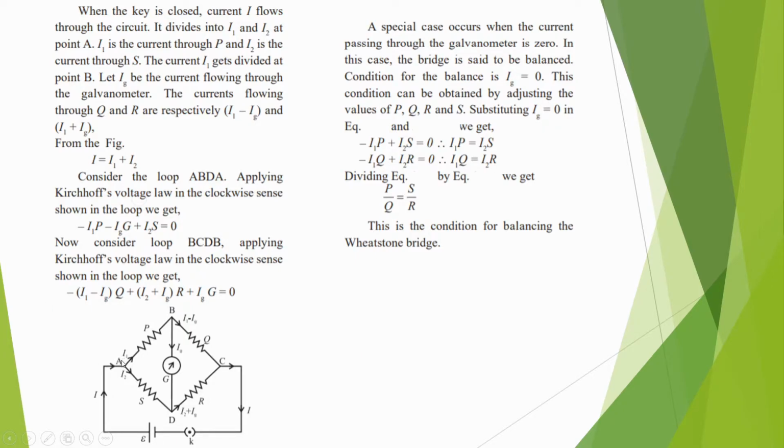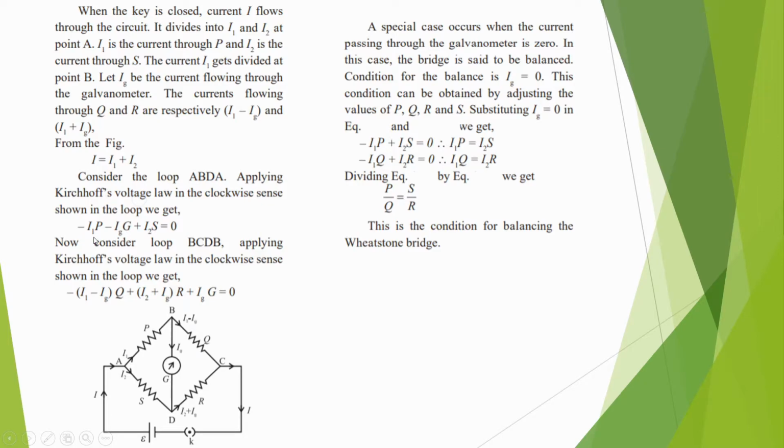When we move from A to B, there is the resistance P, and the current flowing through it is I1. So the current I1 flows from point A to B, and according to sign convention it is taken as minus. So when we are moving from A to B, what is the total potential?